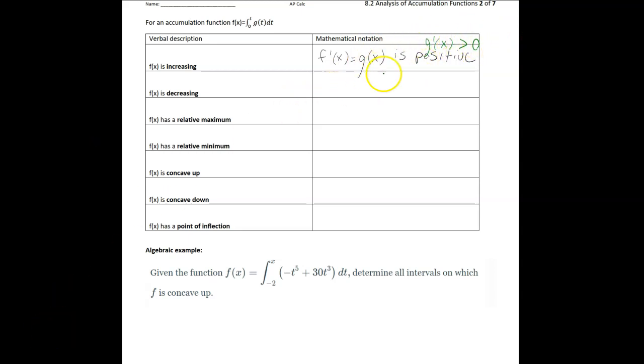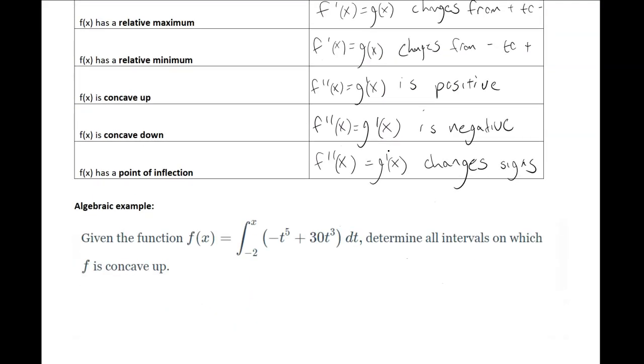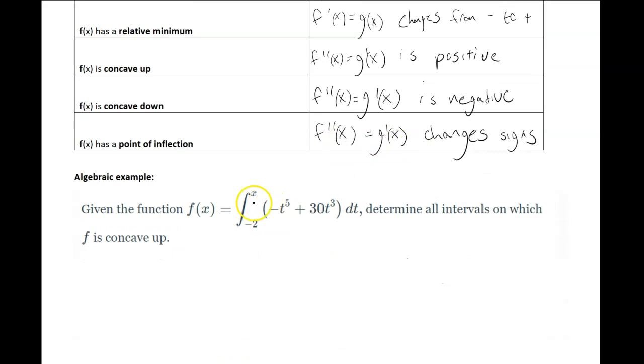So again, fill out the table. This time I would say use pencil so that you can change any errors after you check your work. Okay, so here is our reference that's going to guide us through this lesson, and then we're going to consider this example. So here we have this accumulation function, f of x, and determine all intervals on which f is concave up.